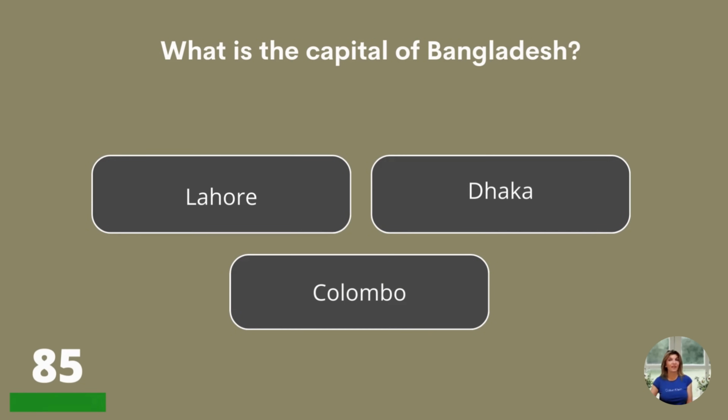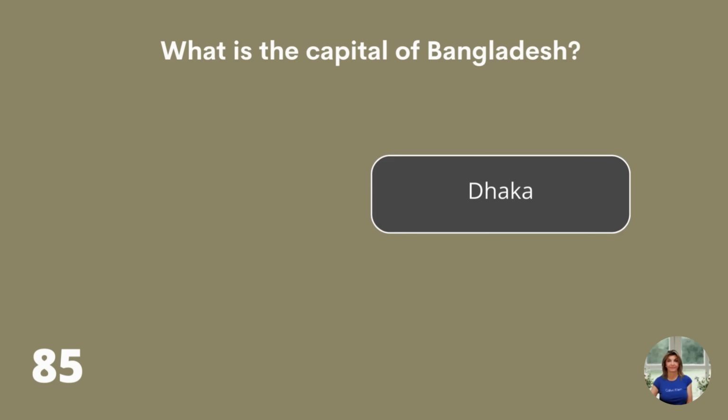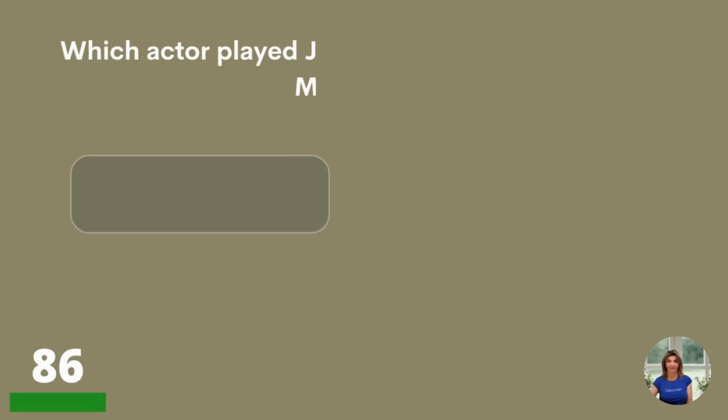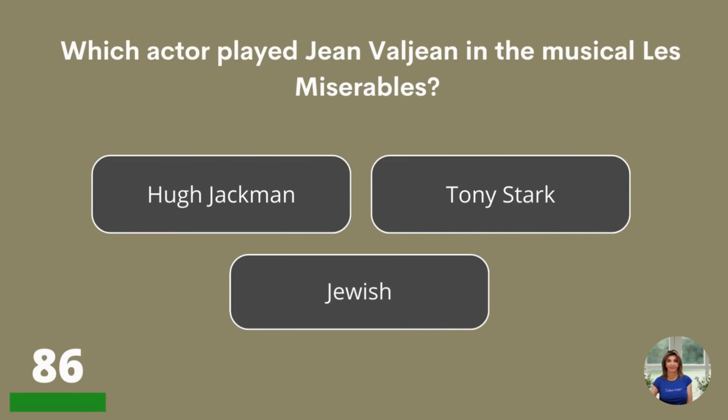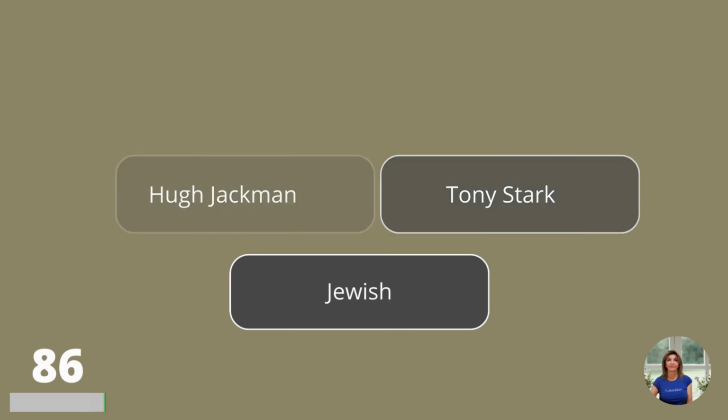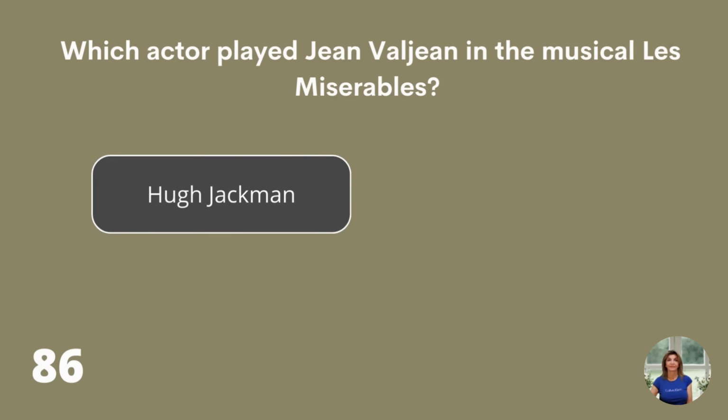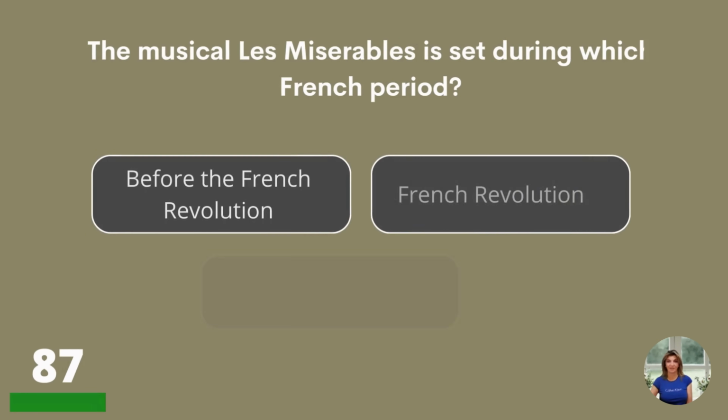What is the capital of Bangladesh? Lahore, Dhaka, or Colombo? Dhaka. Which actor played Jean Valjean in the musical Les Miserables? Hugh Jackman, Tony Stark, or Jewish? So that would be Hugh Jackman.